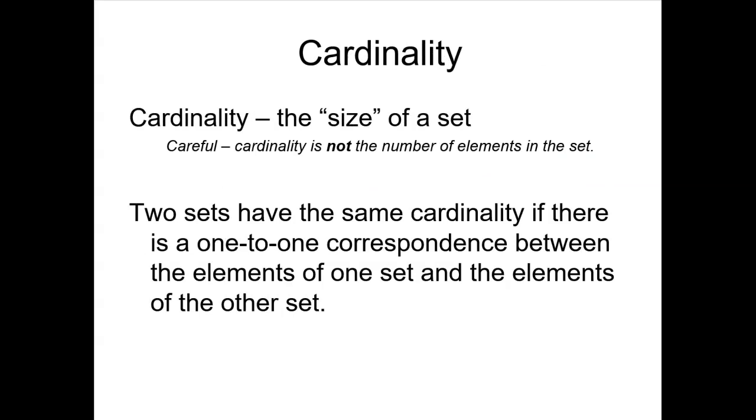When we talk about the size of a set, we're talking about the cardinality. It's not the number of elements, it's the size. The more we practice with it, the easier it'll be to see. We're not actually comparing the number of elements, but the size. Two sets have the same cardinality if there is a one-to-one correspondence between the elements of one set and the elements of the other. So when we determine the size of a set, the cardinality, we're comparing it using the one-to-one tool.